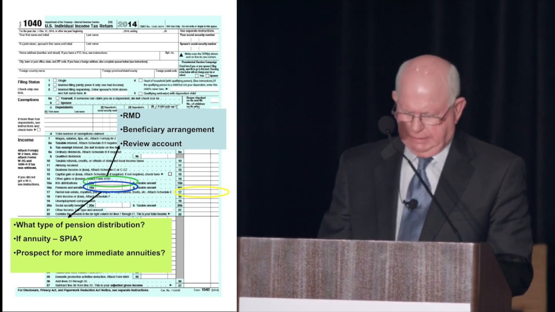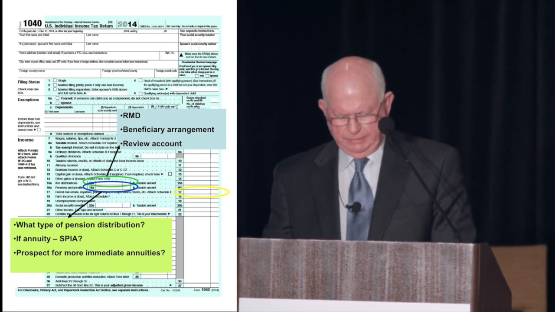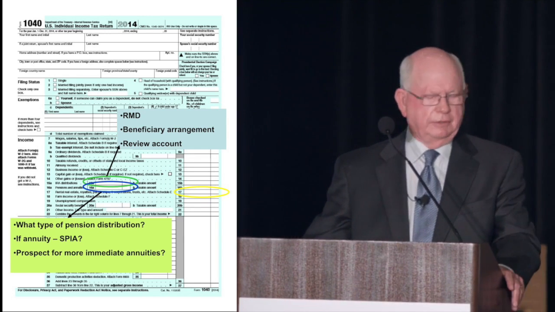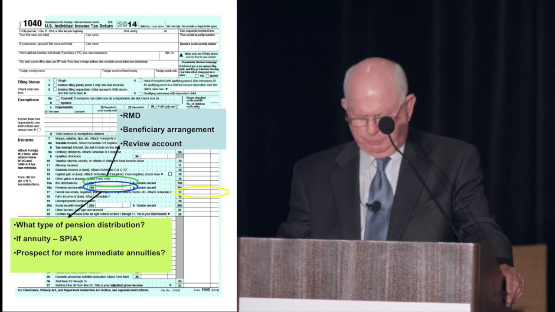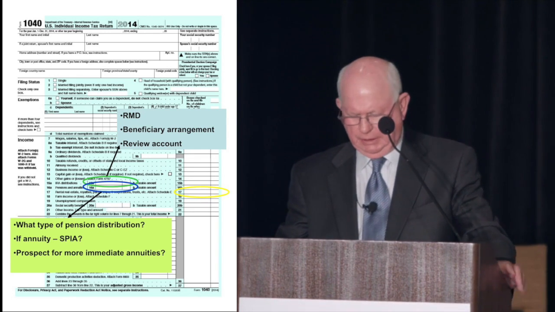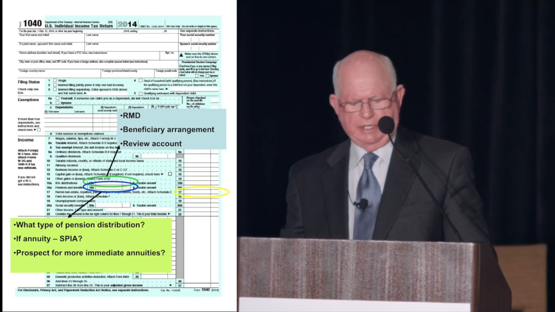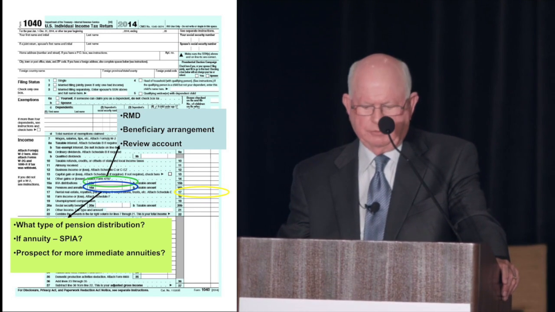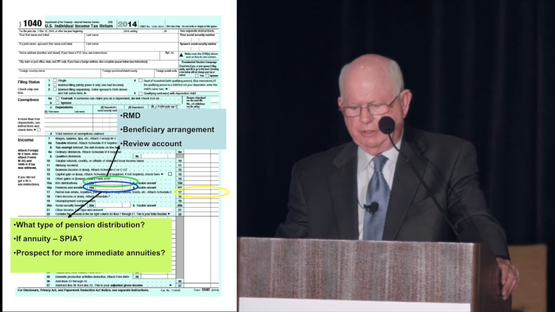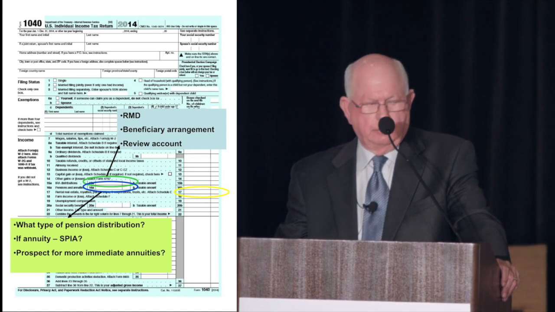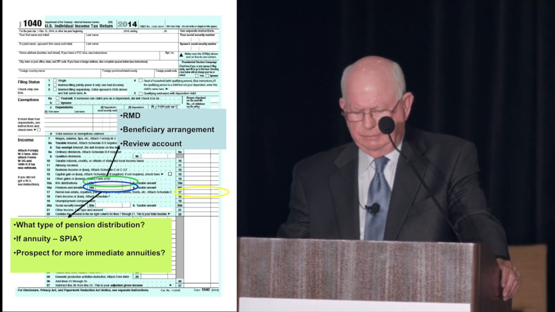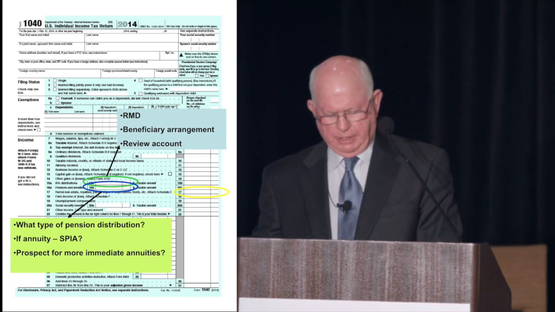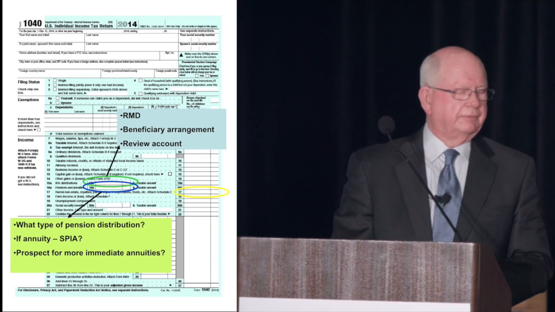Line 16A deals with pensions, and that could be a pension or an annuity distribution. If it's an annuity distribution, is it from a single premium immediate annuity? And then, as you know, part of the proceeds are tax-free or taxable. If you see a single premium immediate annuity, I ask the question, when did you buy it? What period of time did you buy it for? Who owns it? Who's the annuitant? And, you know, is it time to be looking at it for a prospect for a longevity annuity product? And they also could be a prospect for additional annuities.